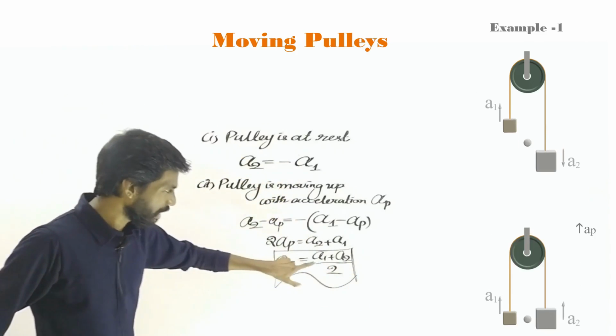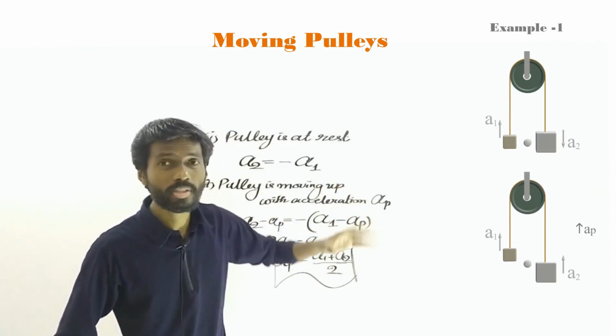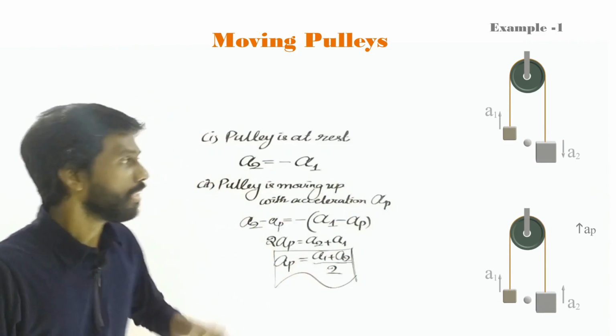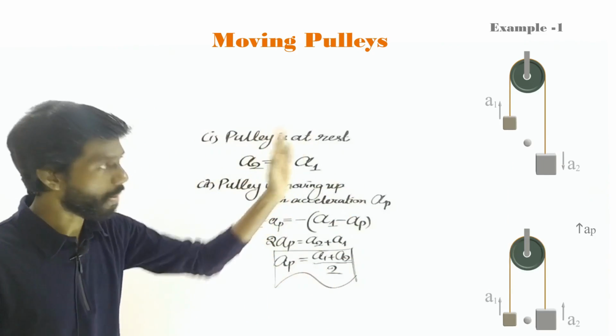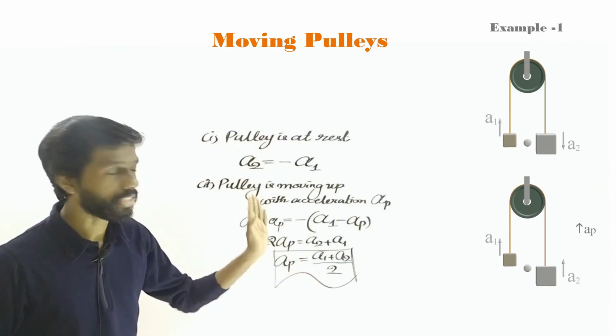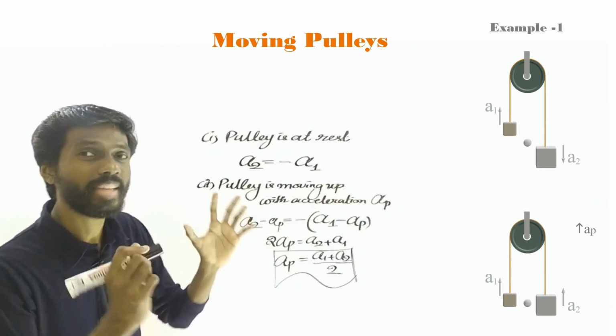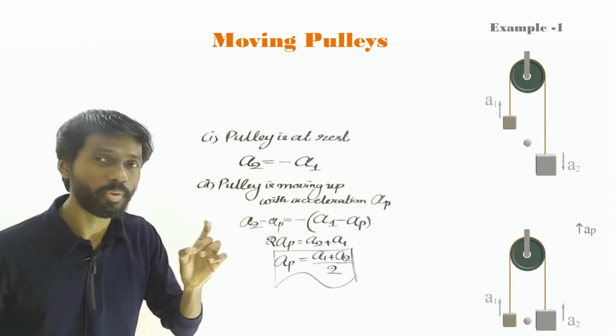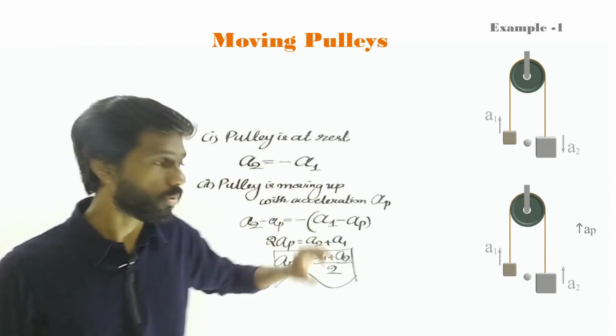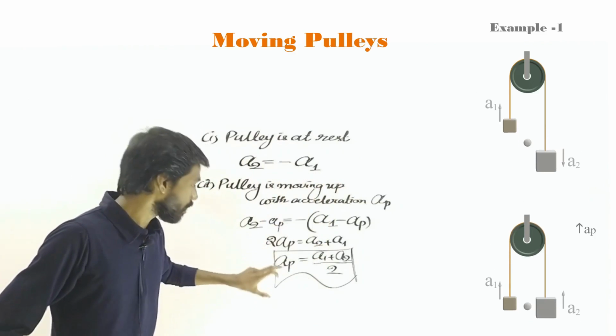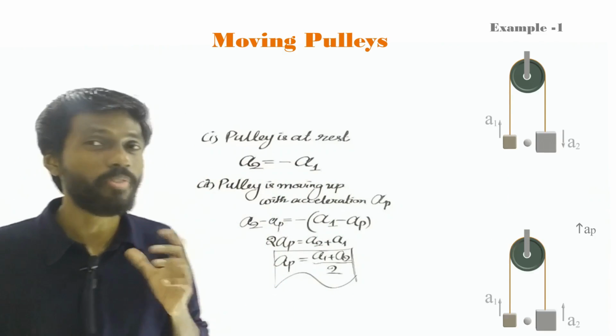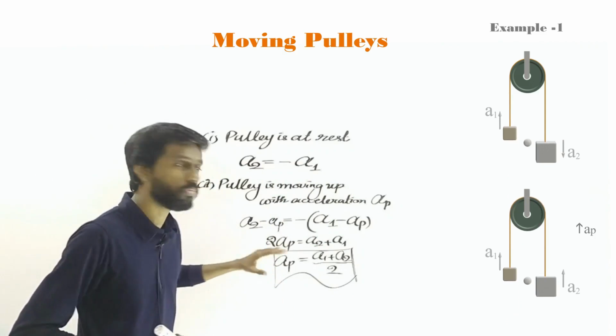So you can even take this as the acceleration of the two blocks or the acceleration of the string, right? Acceleration of this part of the string, that is A1, and the acceleration of that part of the string, that is A2. The average of these two accelerations will give you the acceleration of the pulley, right? So this is the relation. This is one of the methods of finding the relation between the accelerations of these two pulleys, right?